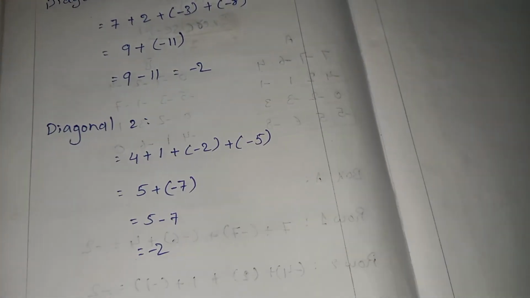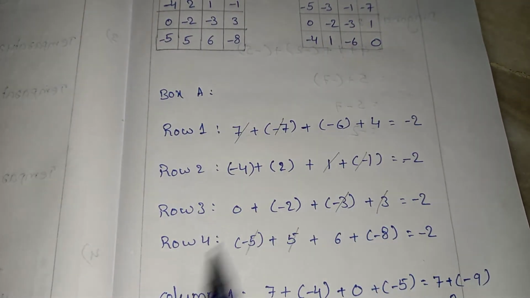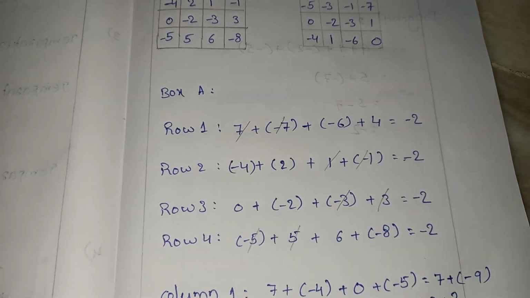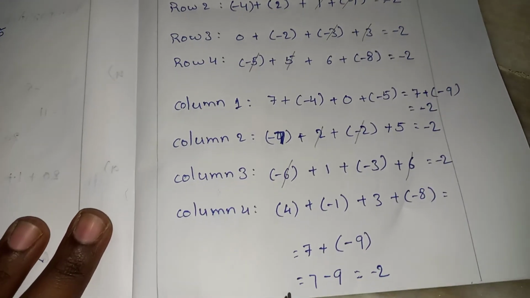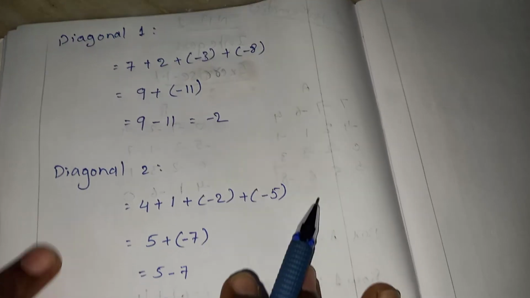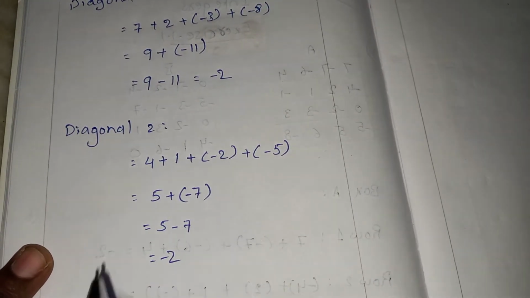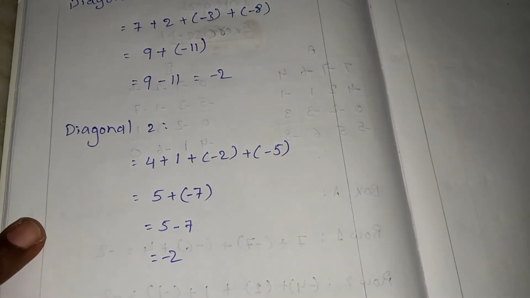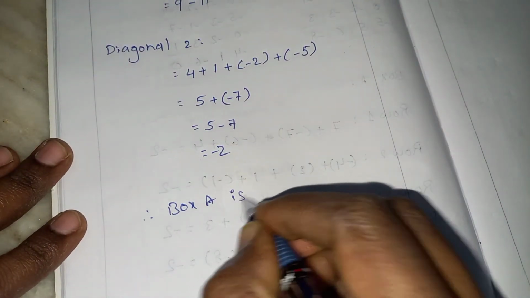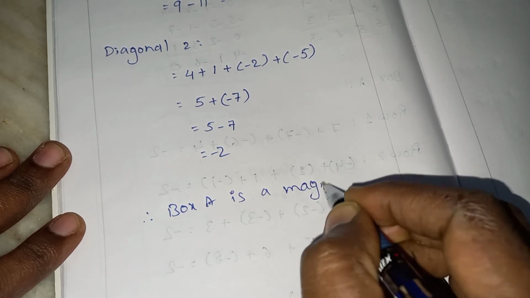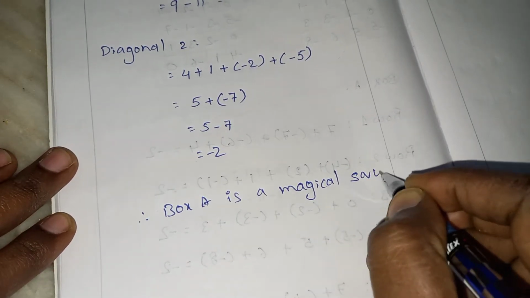So see here, row 1, row 2, row 3, row 4, all the rows have the same result, and at the same time all the columns have the same result, all minus 2, right? And in the same way both the diagonals are also minus 2. So what you have to write? Box A is a magical square.